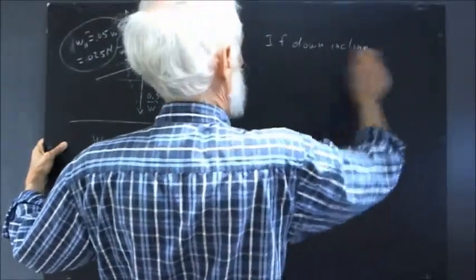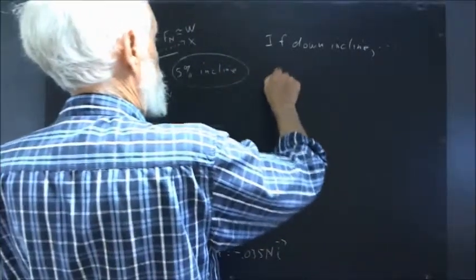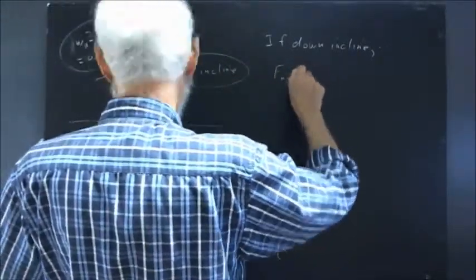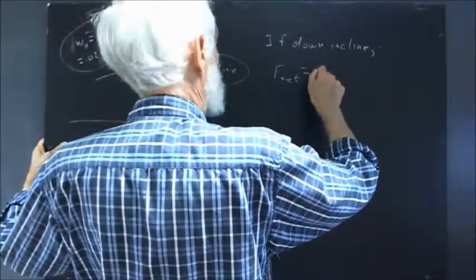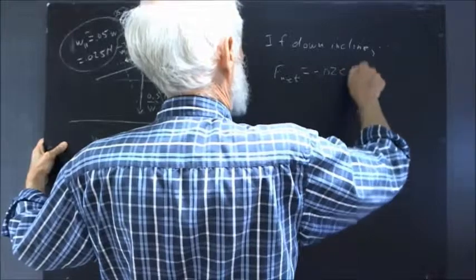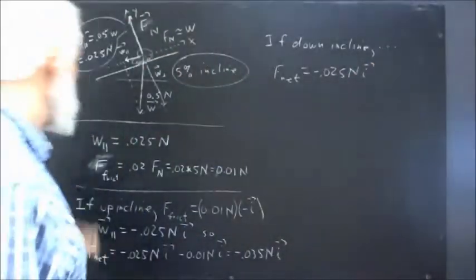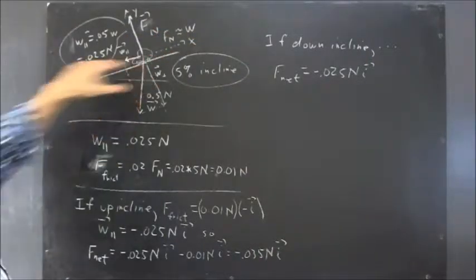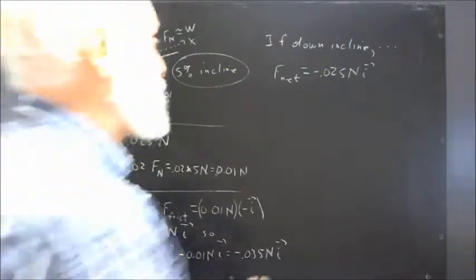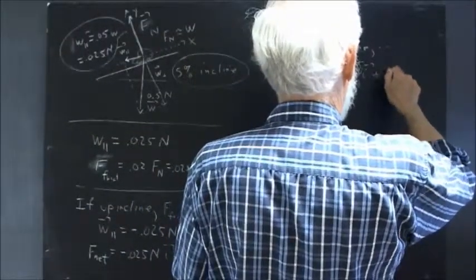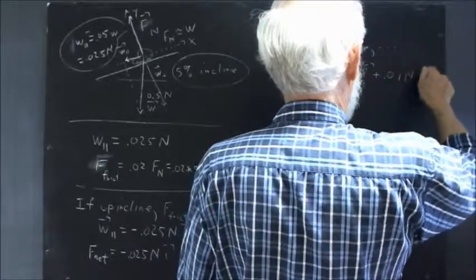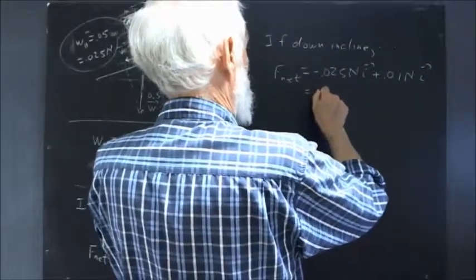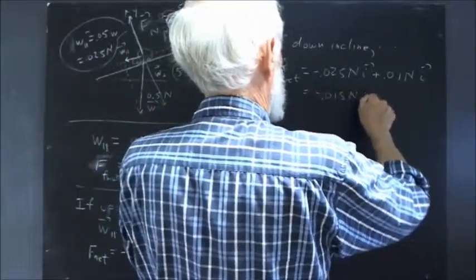then, similar argument, and you get F net equals negative 0.025 newtons, which is the same as before, because that component of the weight vector is not going to change depending on the direction of motion of the cart. That component of the weight vector is what it is, and it's constant. But then our friction, if the cart is moving down the incline, the frictional force is back this way, so we get plus 0.01 newtons times I, and that's negative 0.015 newtons times I.